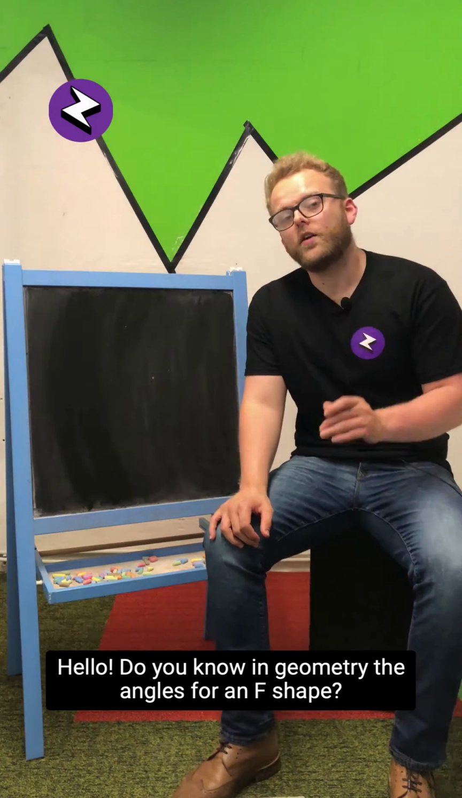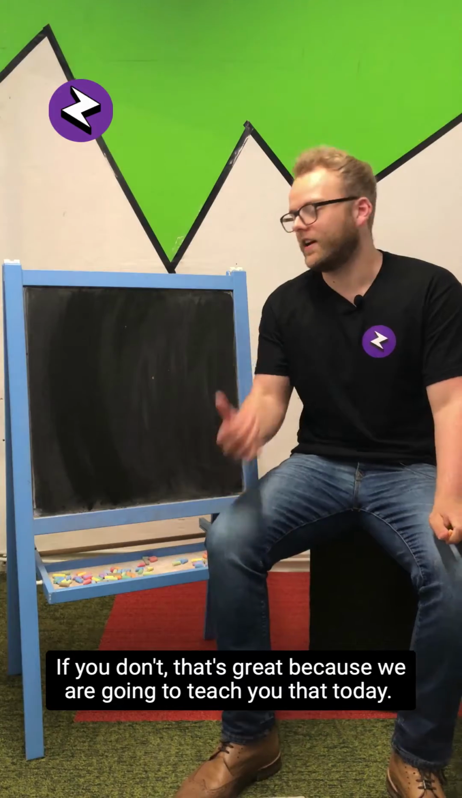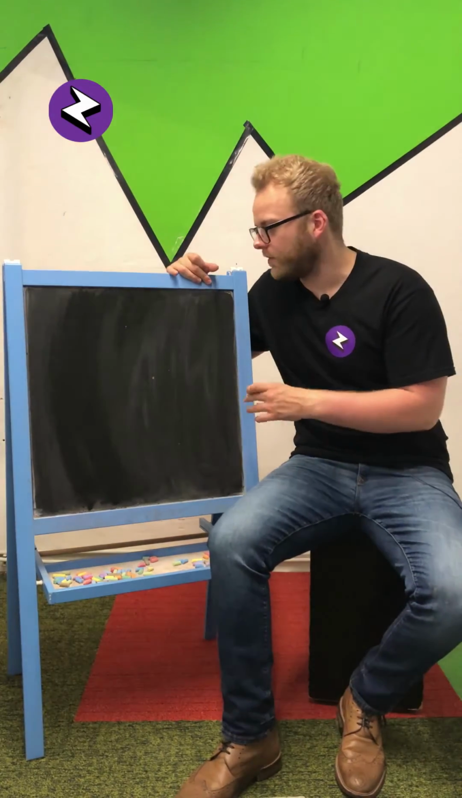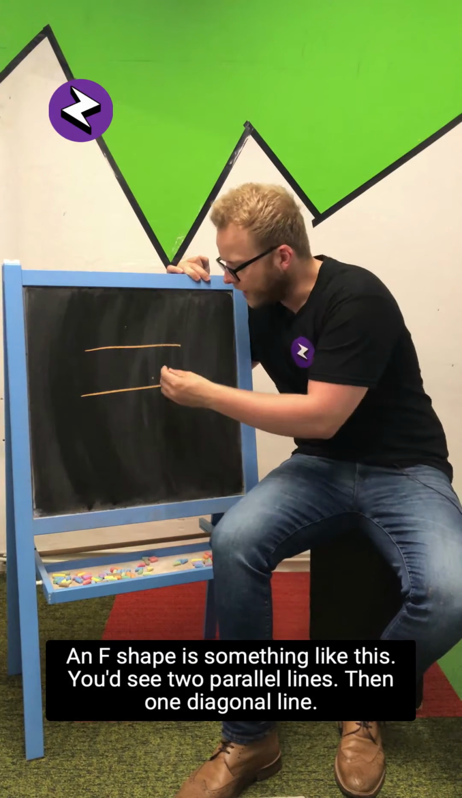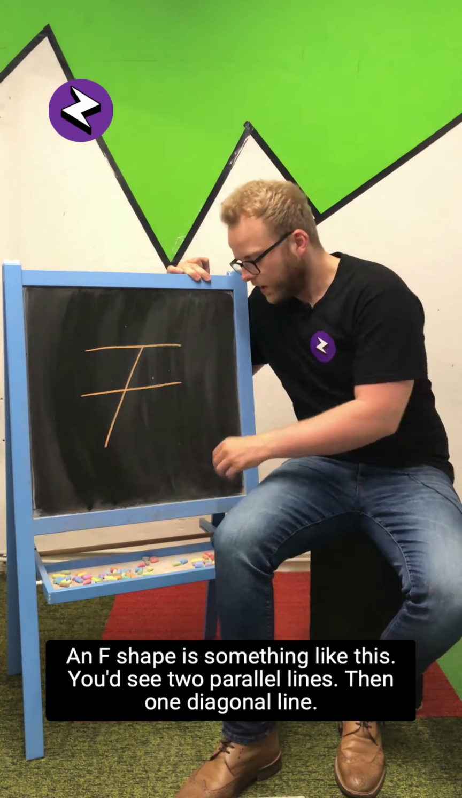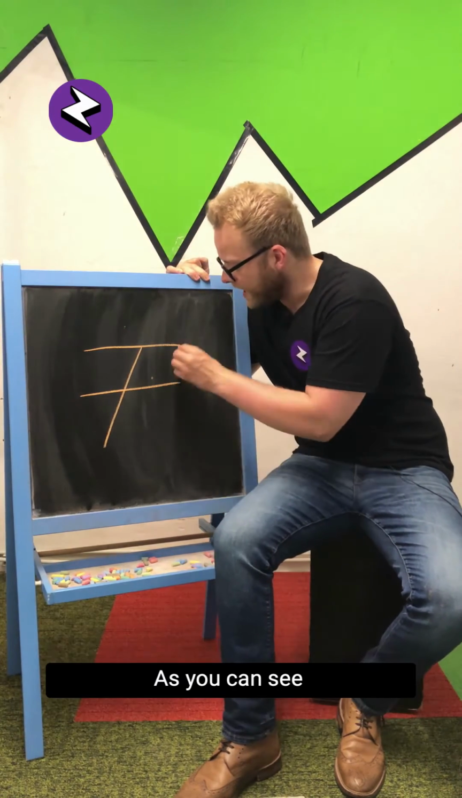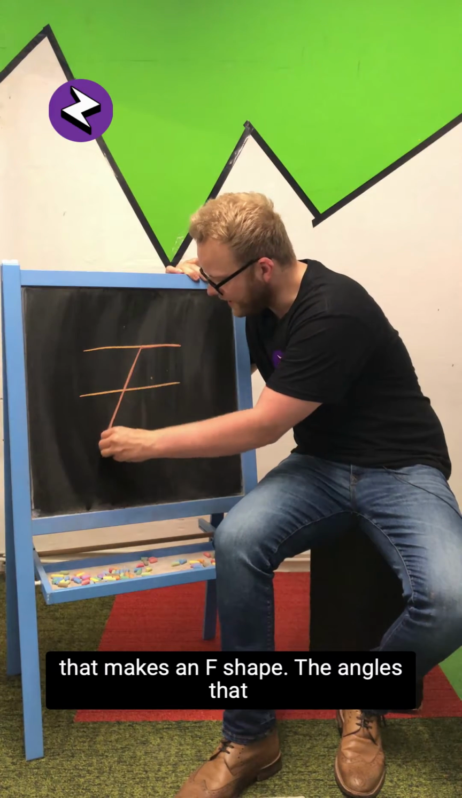Hello, do you know in geometry the angles for an F shape? If you don't, that's great, because we're going to teach you that today. So, what I mean by an F shape is something like this. You'd see two parallel lines like that, for example, and then have one diagonal line here. And what that makes is, let me get another one, what that makes is an F, doesn't it?